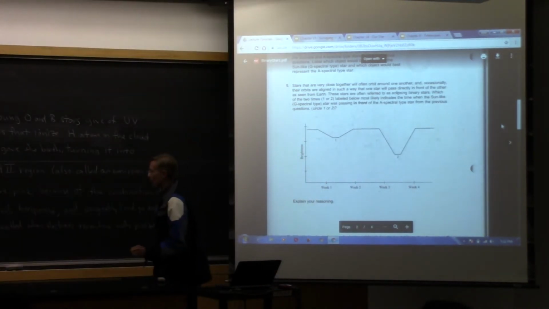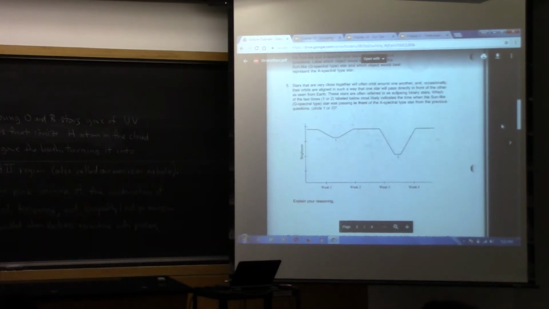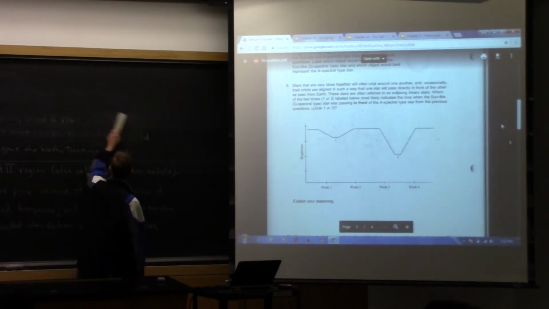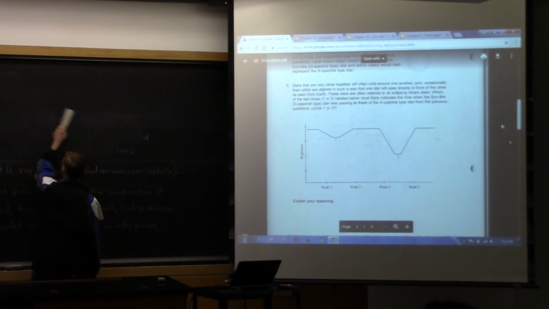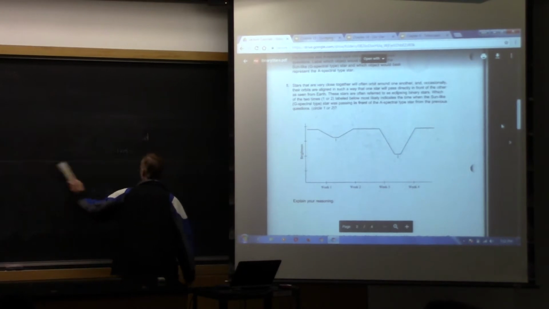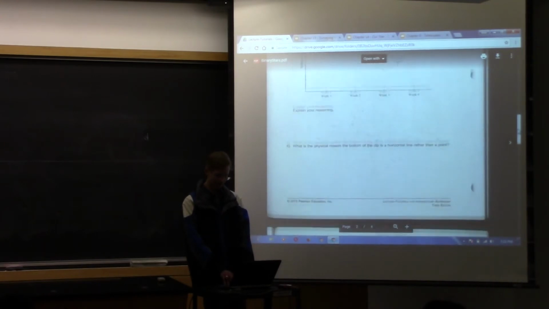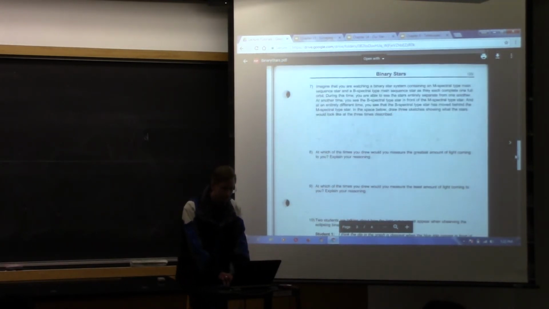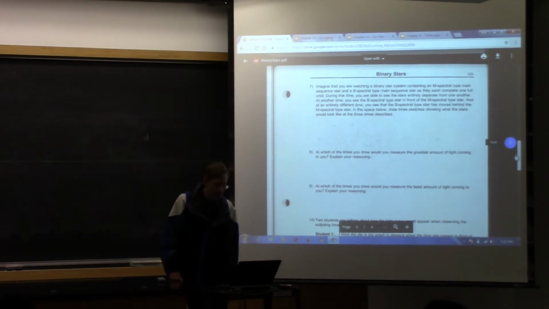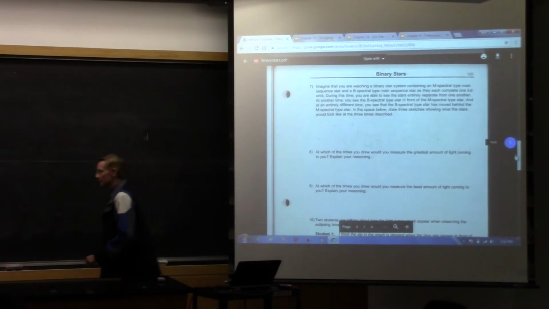Here's how the overall brightness changes with time. And we've got two stars. And for example, we could have, let's look at it, started with like a G and an A star. Imagine that you're watching a binary star system containing an M spectral type main sequence star and a B spectral type main sequence star. They complete one full rotation.